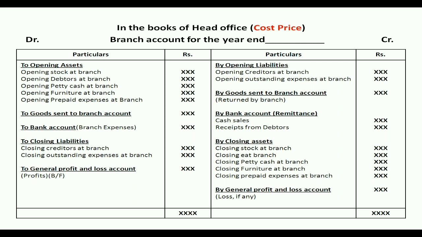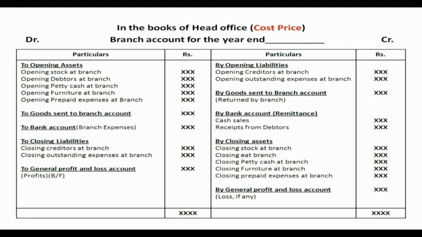Next, we enter on the debit side goods sent to branch. Whatever goods are sent by the head office to the branch, we take on the debit side. On the credit side, whatever goods are returned by the branch to the head office, we take on the credit side.